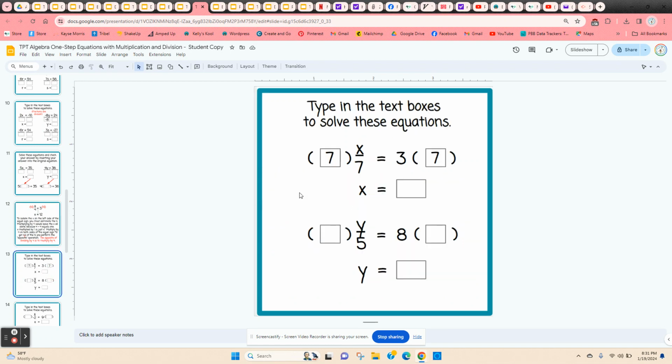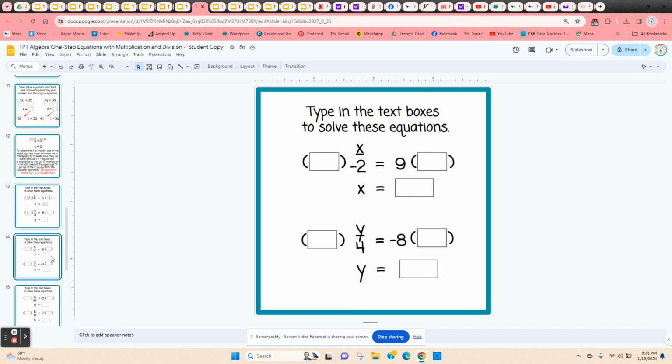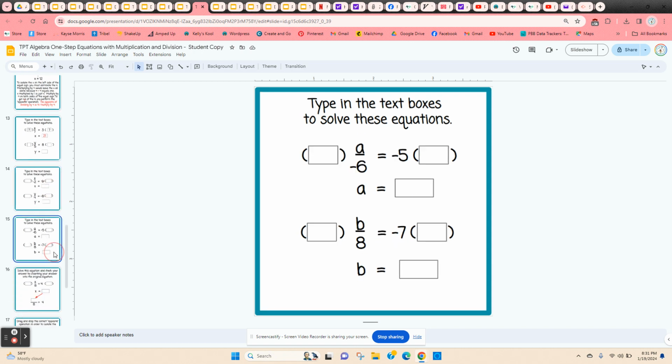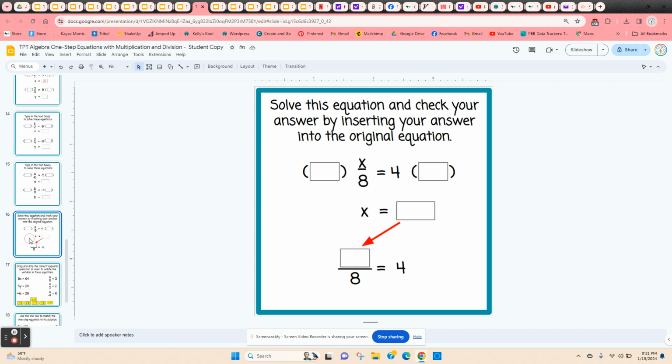So students are going to be doing that on the next slide also. The first one is partially done for them. So in order to isolate the x, they have to multiply both sides by 7. And that will give them x equals 21. They just type in the answer. So they've got a few more of those to practice, some with negatives. And then they're going to do a problem here where they check their answer. They're going to put their answer in place of the variable in the original equation.